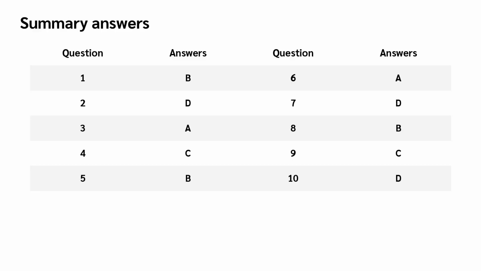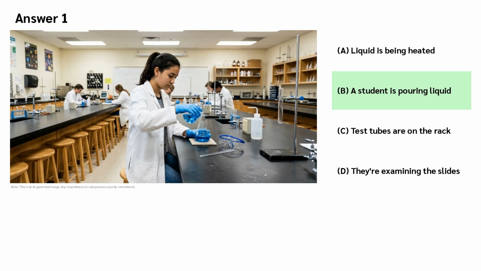Here are the answers for all 10 questions. The detailed answers for each question will follow. Answer number 1. Answer B. Because the student in a lab coat pours blue liquid from a beaker into a flask on the bench. A. Is wrong because no flame or burner heats the liquid. C. Is wrong because no test tube rack appears in this photo. D. Is wrong because no microscopes or slides are visible.